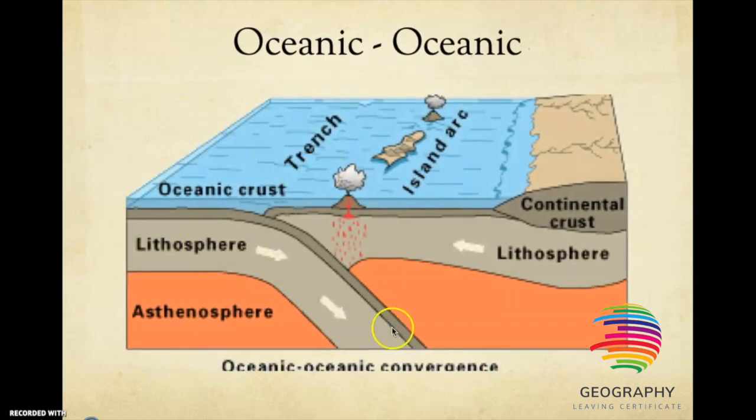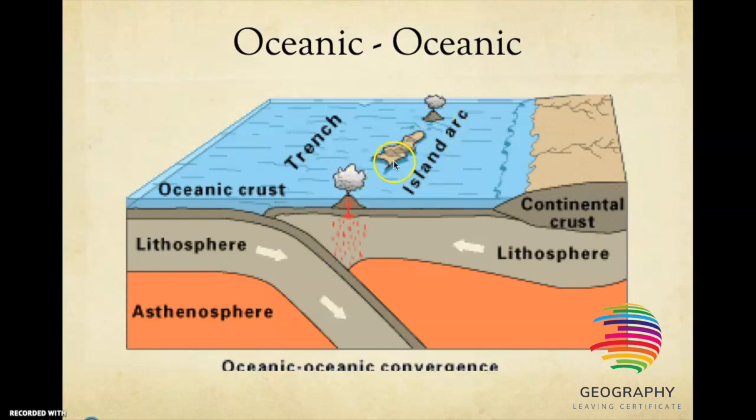Here we have it. When two oceanic plates collide, one of them will be subducted. Okay, it depends on which one is heavier. The two of them are made from the same thing, but one of them will subduct. And as they subduct, they form a trench. So you can see here a trench is formed. And when it's being subducted, the plate begins to melt. Melting gives you extra magma, and extra magma then has to go somewhere, and it's usually in the form of a volcano or a volcanic island arc.